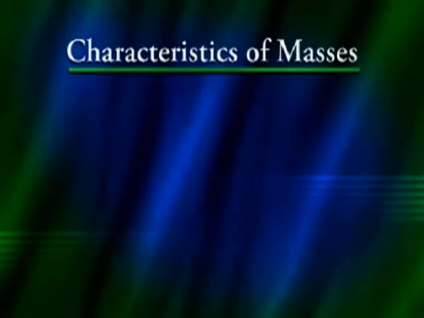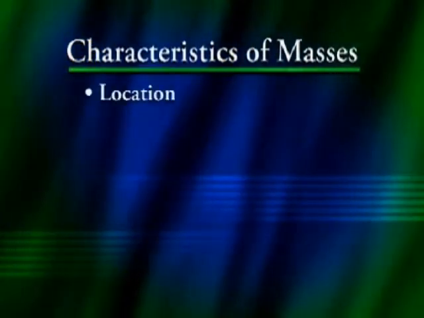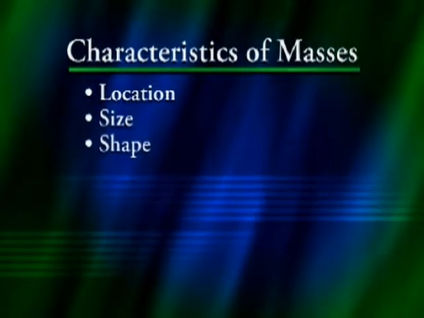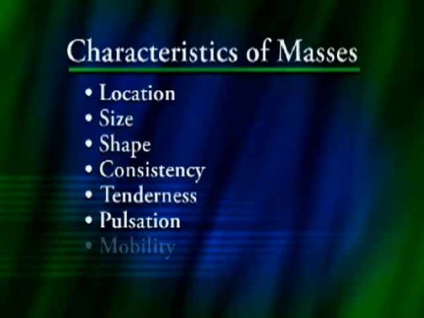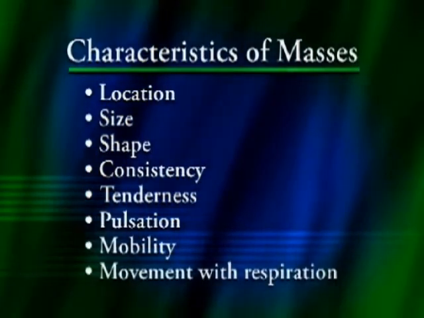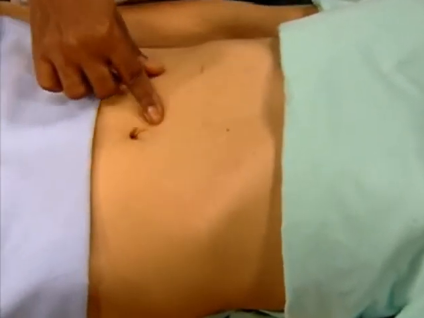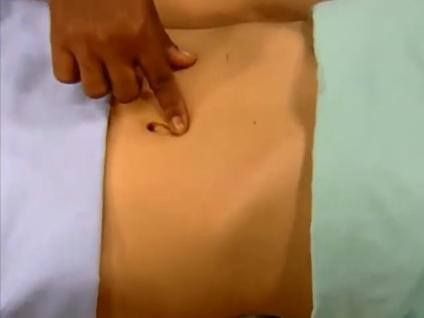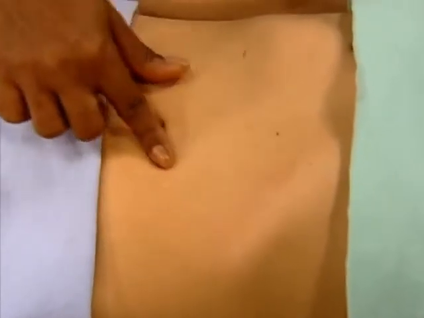If you find a mass, document its characteristics, including its location, size, shape, consistency, tenderness, pulsation, mobility, and movement with respiration. Now palpate the umbilical ring and surrounding area. The umbilical ring should be round and regular, and the area should be free of bulges and masses.